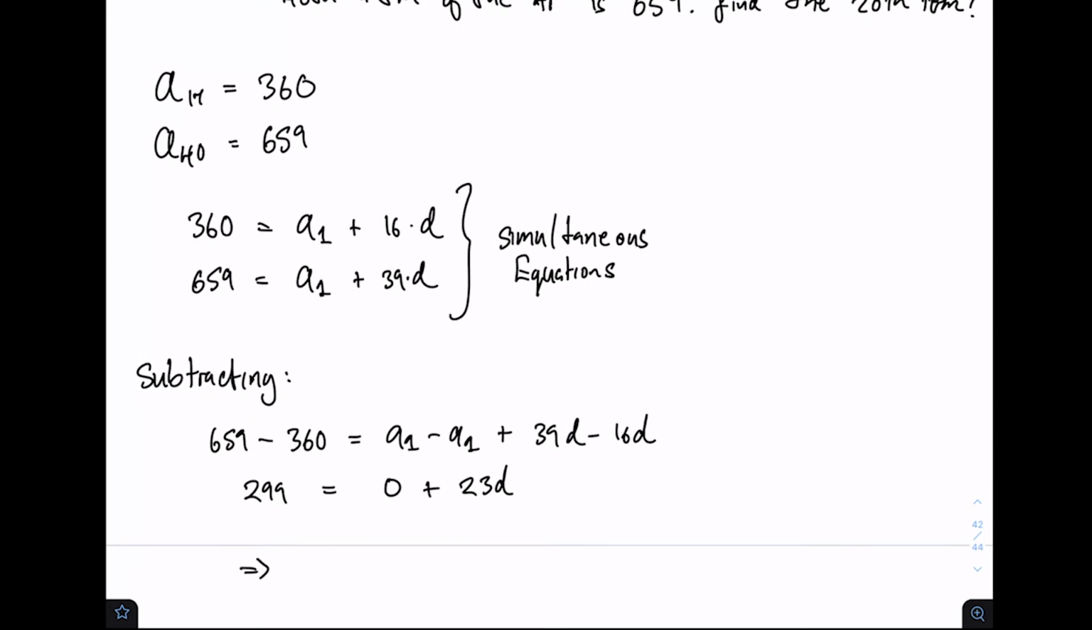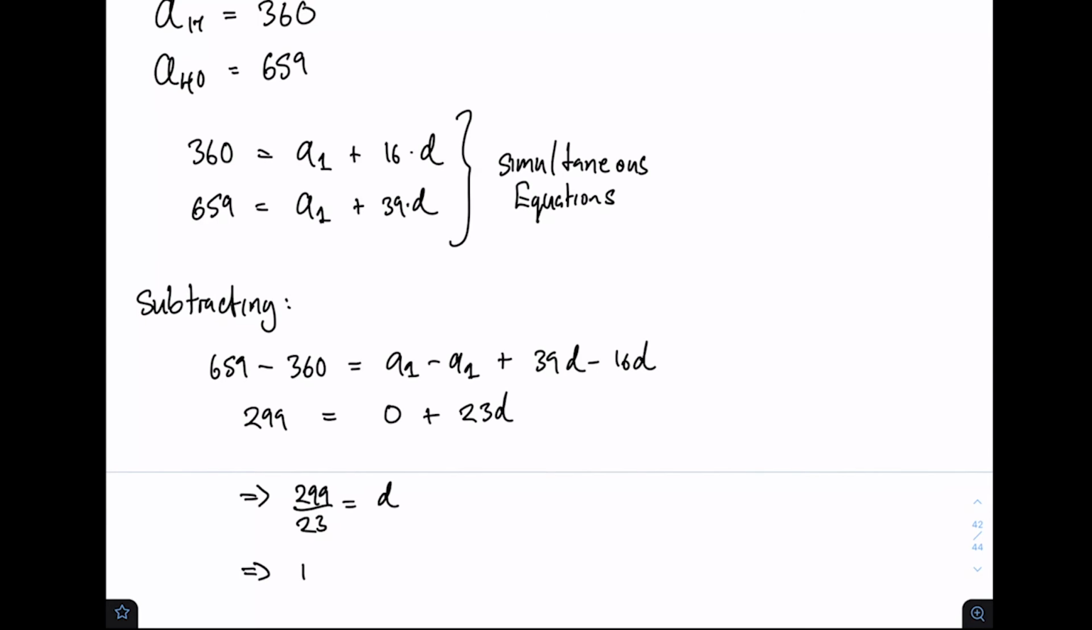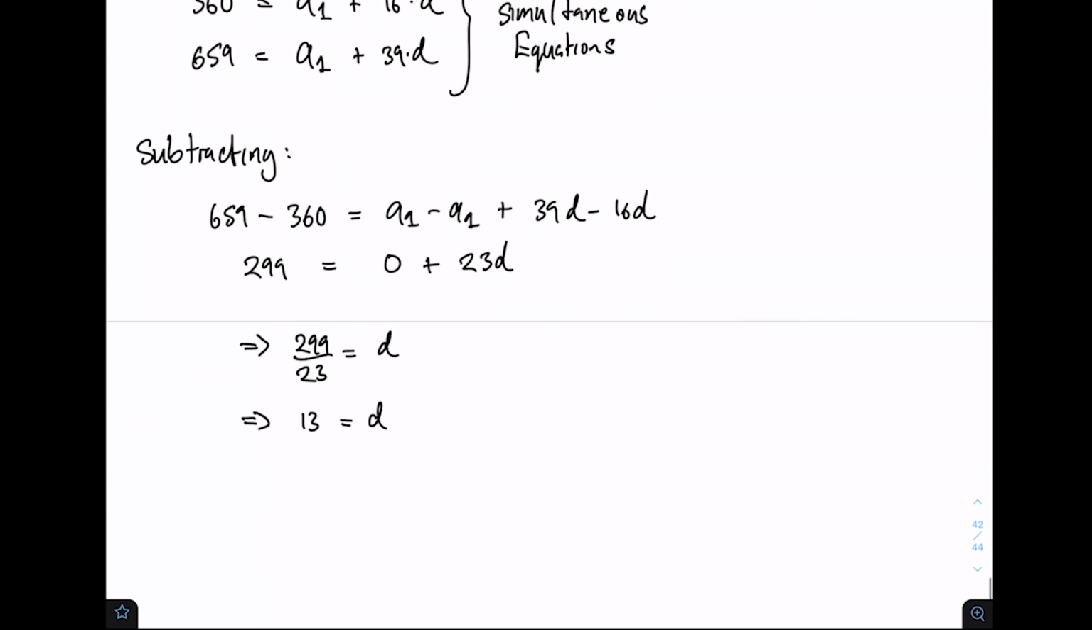If we take 299 and divide by 23, this is equal to d. I jump over to my calculator: 299 divided by 23, and the answer here is 13. So we've managed to find d. d is equal to 13. Now we can substitute this d into any of the equations from before. I'll take equation 1.